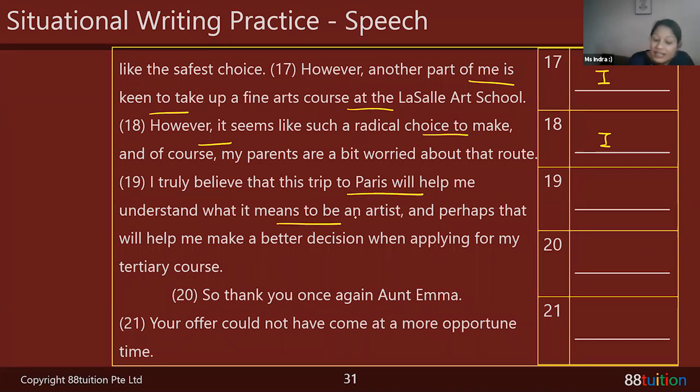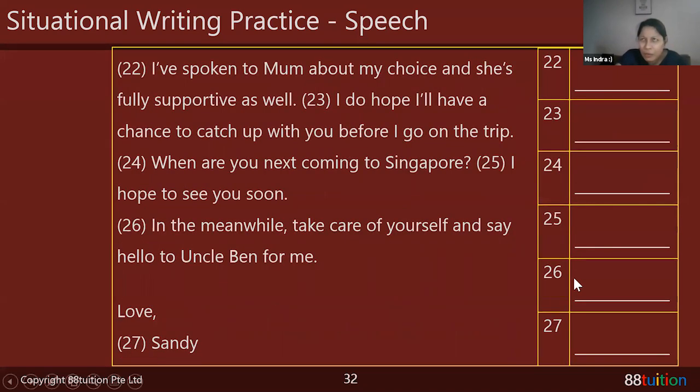So basically, this is something, you know that there's a trip to Paris, but how it's linked to whatever situation you are facing is actually invented. Okay, now, so thank you once again, Aunt Emma, basically amplification, right? Your offer could not have come at a more opportune time, amplification. Right, now I think we're all getting the hang of it, I hope. I've spoken to Mom about my choice and she's fully supportive as well. Okay, for this one, we have inventive, right? We don't know whether or not she is, but you've mentioned that she is.